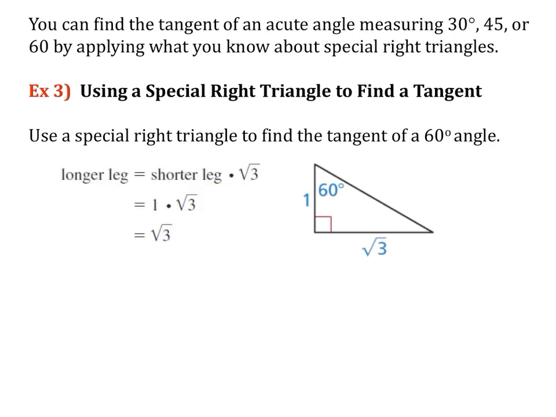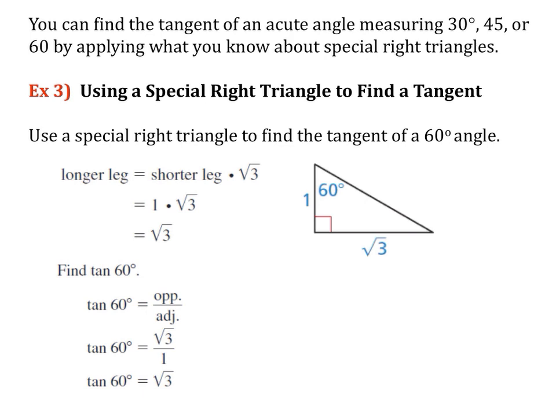And using our special formulas that we developed in the previous section, we know that a longer leg equals the shorter leg times square root of 3. And if we're saying that our shorter leg is 1, then we multiply 1 times square root of 3, then our longer leg is square root of 3.